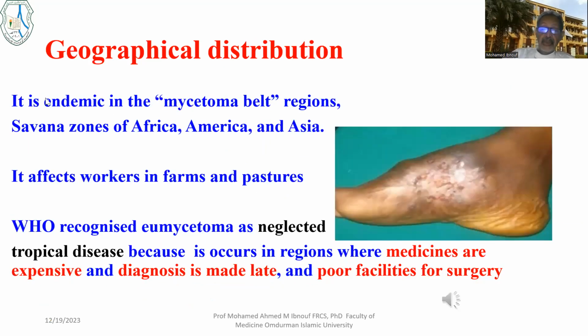The geographical distribution of mycetoma is along the savanna region of Africa, and America and Asia. And it affects the workers, as I said, in the farm and in pastures, particularly those who work barefooted. But any thorn puncturing the body anywhere, carrying the organism, will cause these Madura mycetomas.